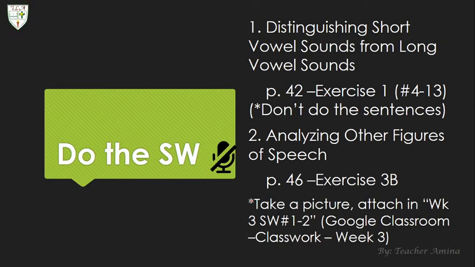So your seat work for today is distinguishing short vowel sounds from long vowel sounds. You will do page 42, exercise 1, numbers 4 to 13, but don't do the sentences. You don't need to write the sentences for each word. You just have to identify if it has the short sound or the long sound. Next is analyzing other figures of speech, which is on page 46, exercise 3B. Okay, take a picture of the two exercises and attach them on week 3, seat work 1 and 2.